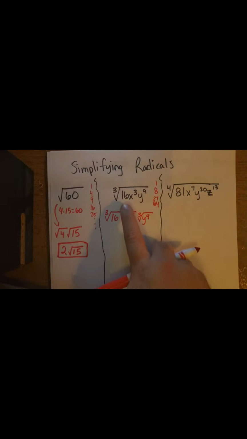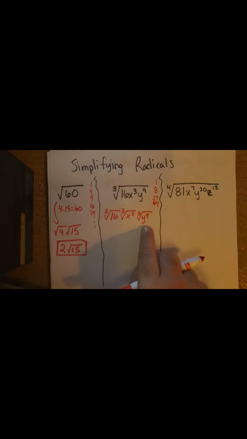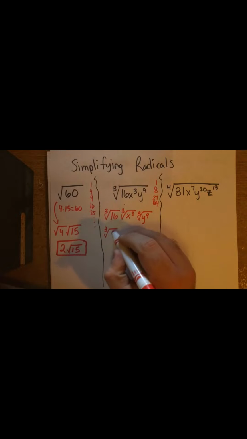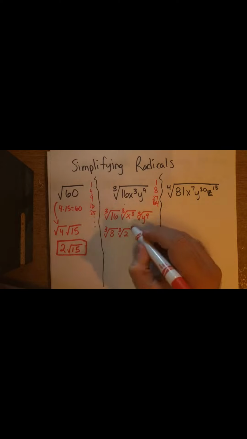The reason why you can do this is because on the inside it says 16 times x cubed times y to the 9th. This is all still being multiplied, but they now all have their own cube roots. But like we just saw, 16 is really 8 times 2. I'm going to bring these guys down as well. I'll show you how to take care of those in a second.